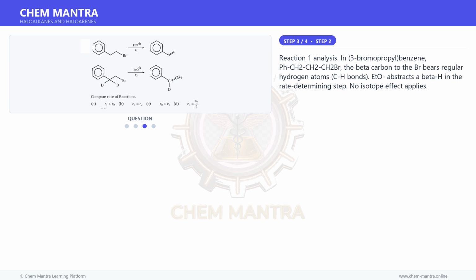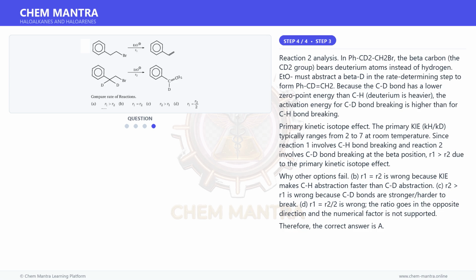Reaction 1 analysis. In 3-bromopropyl benzene, Ph-CH2-CH2-CH2Br, the beta carbon to the Br bears regular hydrogen atoms, C-H bonds. EtO- abstracts a beta H in the rate determining step. No isotope effect applies. And for the final step. Reaction 2 analysis. In Ph-CD2-CH2Br, the beta carbon, the CD2 group, bears deuterium atoms instead of hydrogen.